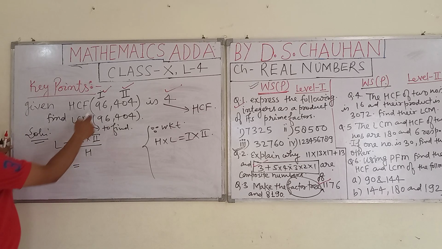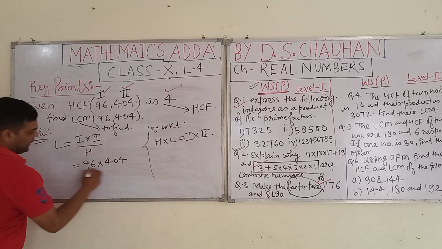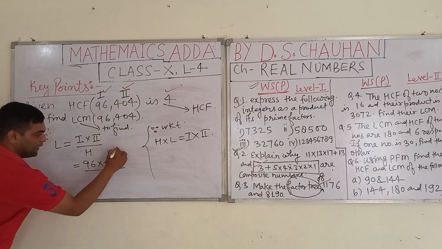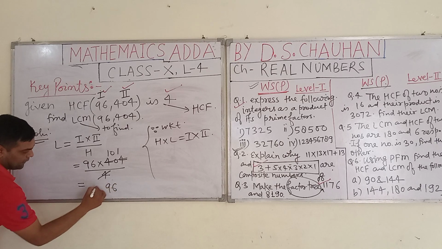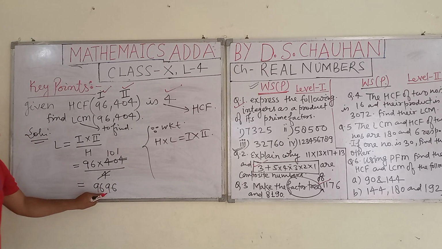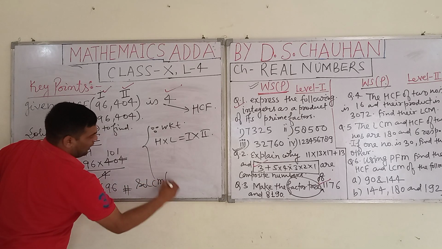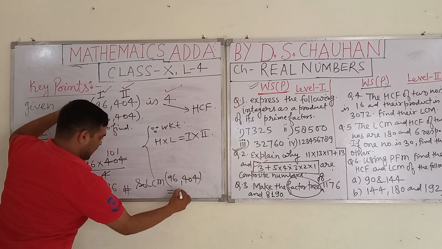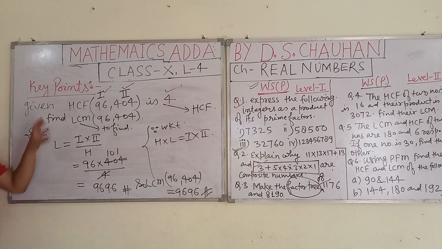Students, see, first number is what? 96. Second number is 404, and HCF is how much? It is 4. Now simplify it. You will get here 101. When you solve, you will get 9696. So the LCM of 96 and 404 will be 9696. I hope, students, all of you are getting my point, whatever I have described with the help of this example.